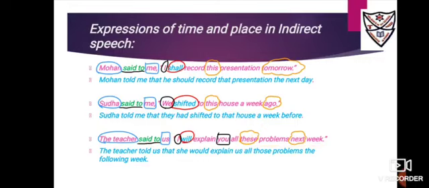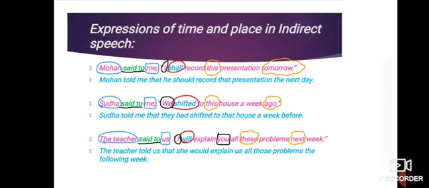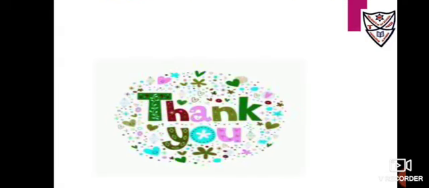Okay children, so till now we have dealt with the reporting verb, reported verb change, speaker, listener, first person, second person, third person, and the nearness. So I hope you have understood everything till here.